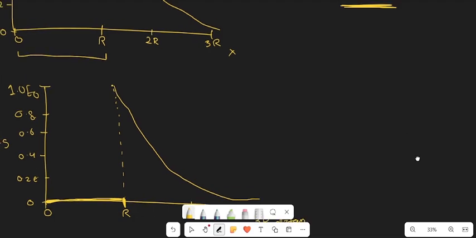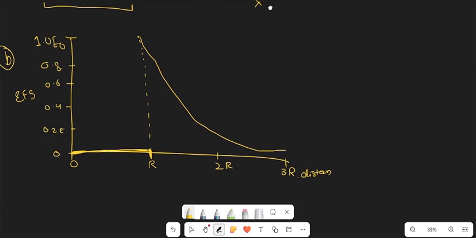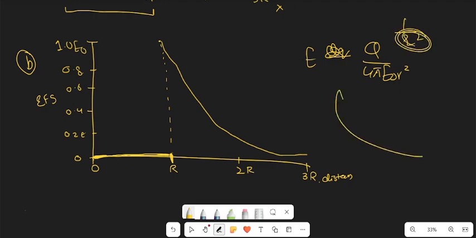Now, I wanted to note something here. In this graph, we said that the gradient is the electric field strength, and the gradient is decreasing, so electric field strength is decreasing. And here, the electric field strength is decreasing as well, because if you look at the formula for the electric field strength, Q over 4 pi E naught R squared, whenever you have 1 over R squared, this is how the graph looks. So again, they have an inverse relation. As R increases, E decreases. This is what is happening here as well.